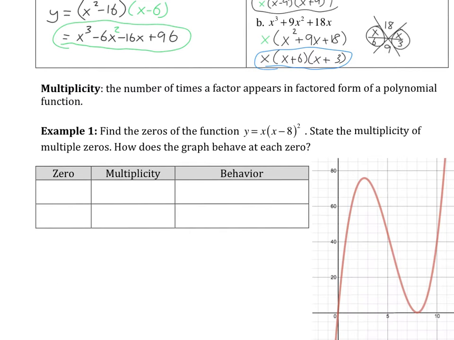So earlier you had asked about multiplicity, what multiplicity means, and here is multiplicity. Multiplicity is the number of times a factor appears, and remember, when we say factor, it also means the number of times the zero shows up as well. Now, I'm not saying the number 0. I'm saying how many times a zero shows up. So factor in this case might be easier to say. It appears in the factored form of a polynomial function.